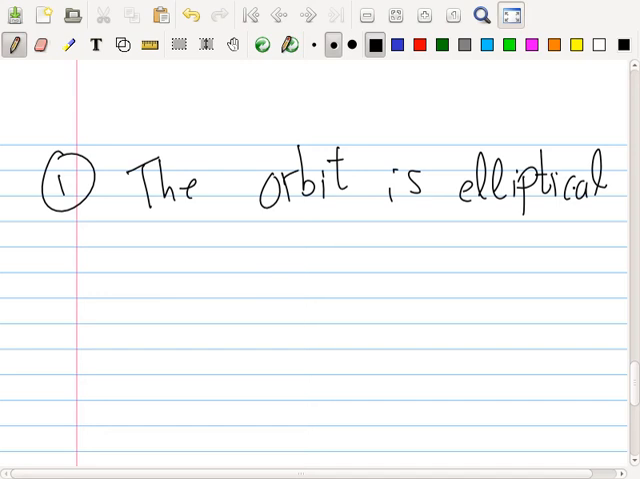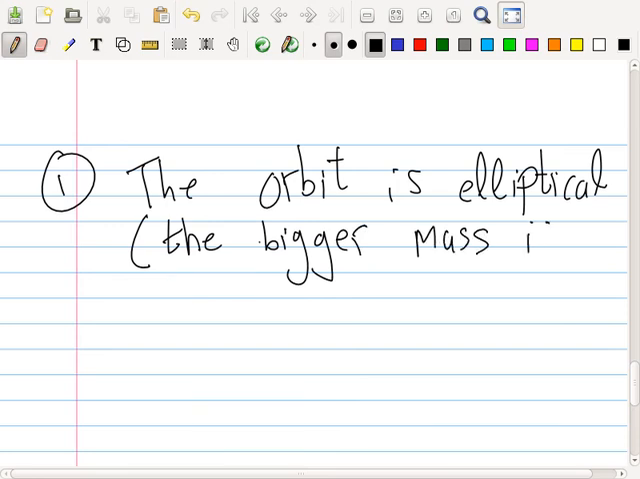You could say the orbit is elliptical, and the bigger mass, in this case like the sun, is at a focus point. That's Kepler's first law. Yeah, this is his first law.